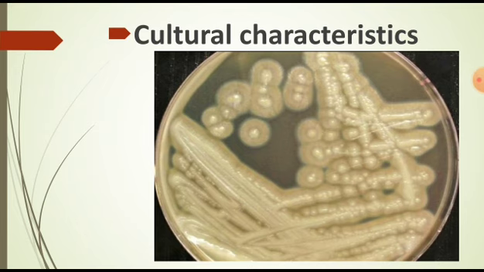Next, cooked meat medium. Meat particles turn black in color with production of gas after 24 hours of incubation at 35 degrees Celsius. Next, blood agar medium. A zone of hemolysis is seen around colonies. Next, lactose egg yolk milk agar medium. They produce opalescence in the medium.